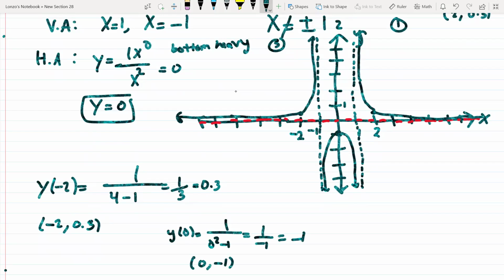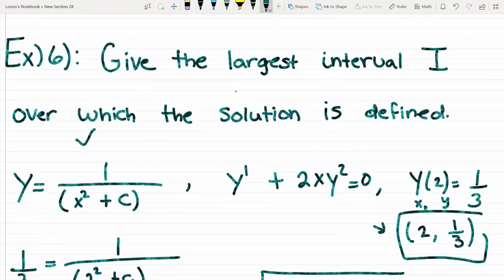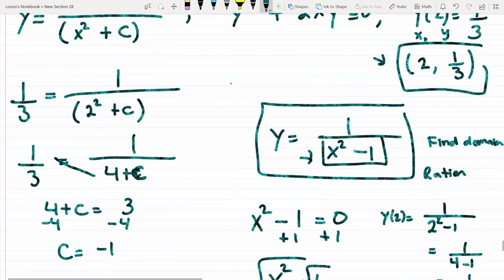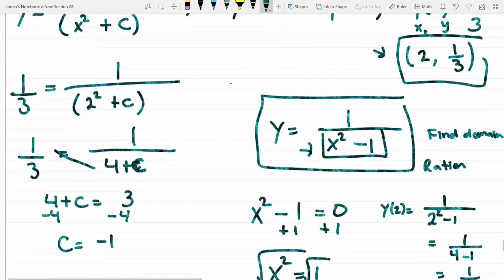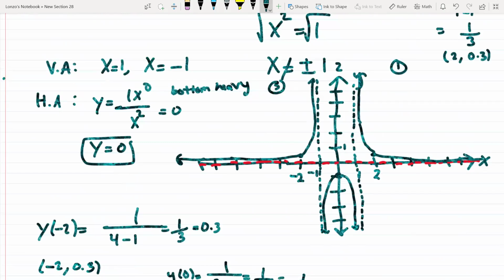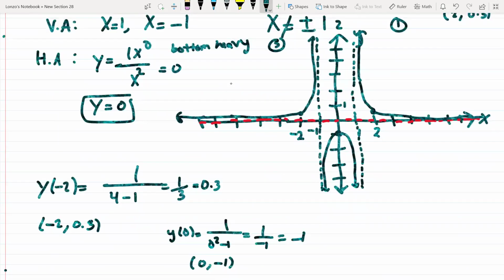Okay, so what would be our largest interval in which the solution is defined? We have the graph right here. Our solution is at 2 comma 1/3, which is right here. So we only care about region one. And how do you express region one in interval notation? It's basically from 1 to infinity. So you could say the interval of existence where our solution is, which is at 2 comma 1/3.